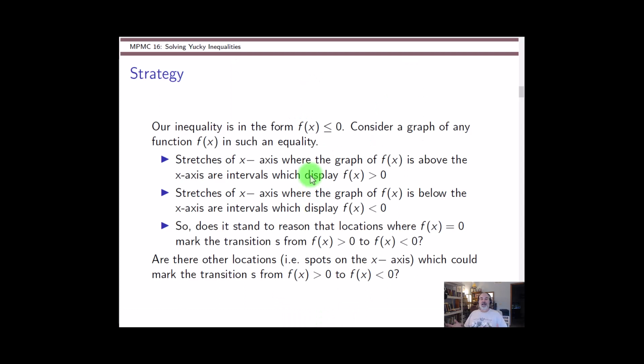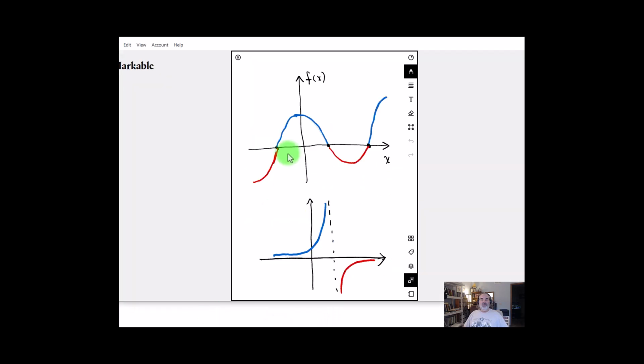So stretches of the axis where the graph of the function is above the axis help solve f of x greater than 0. Where the graph is below the axis, that's where we see f of x less than 0. And the thing to keep in mind, and this is going to be a big help in always solving these things, is that the points where we transition from f of x less than 0, the red, to f of x greater than 0, the blue, the points where we make that transition are the points where the function is equal to 0. And that is crucial.